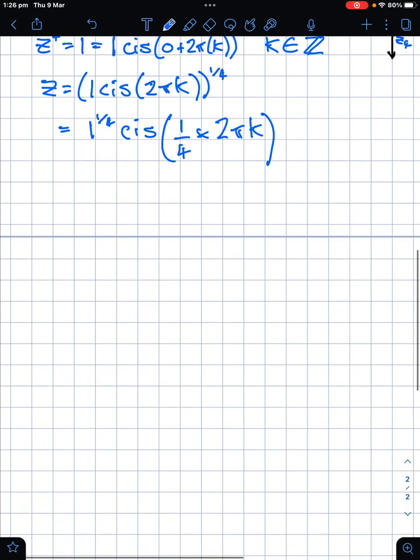So we've now got to this stage. Let's simplify this a little bit more. So 1 to the power of 1/4 is still 1, since 1 to the power of anything is 1. And then we've got cis. And then this value here, we've got 2 over 4, so we're left with pi over 2 times k. So that's what it simplifies down to.